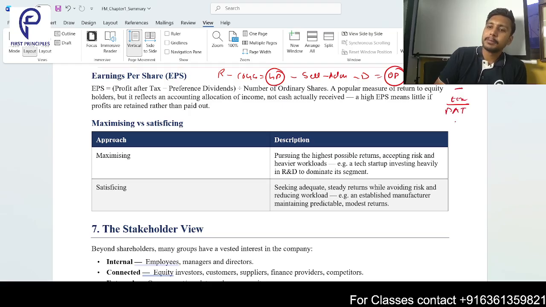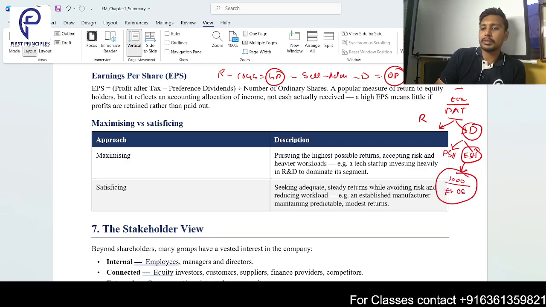And from that, one part of profit after tax you retain, one part of profit after tax you give as dividends. The part that you're giving as dividends, you can give to preference shareholders and you can give to equity shareholders. The part that you're giving to equity shareholders, whatever is for equity shareholders, 1,000 rupees, whatever, divided by the average number of ordinary shares or equity shares, that will give your EPS.